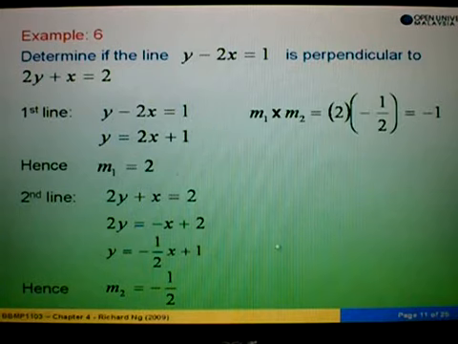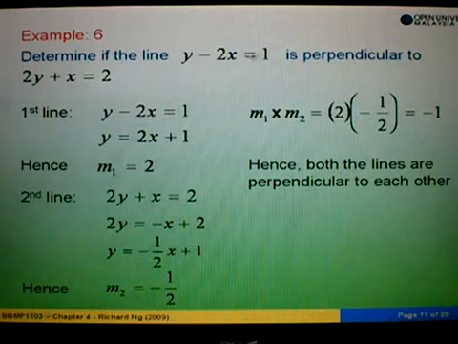Alright, so now if we multiply m1 with m2, which is 2 times negative half here, we should get the answer negative 1. So since the answer is negative 1, therefore we can say that the two lines are perpendicular to each other. Okay?